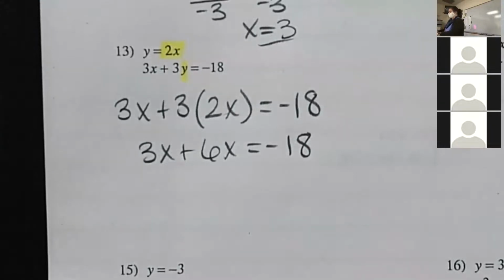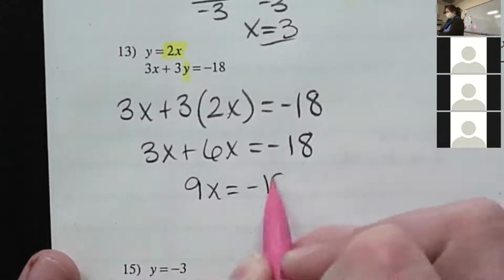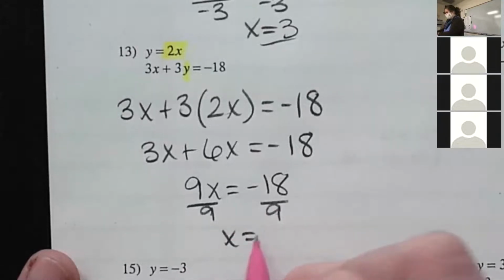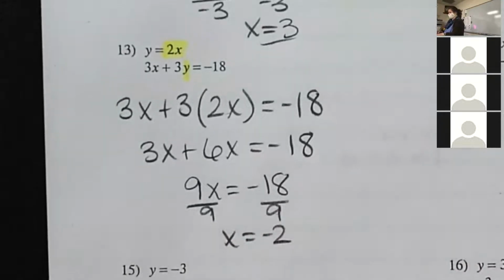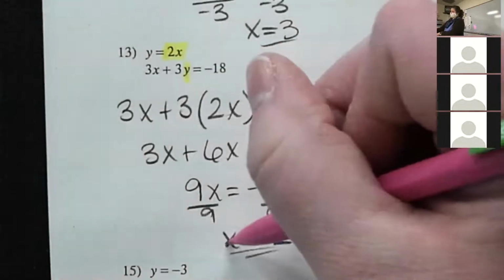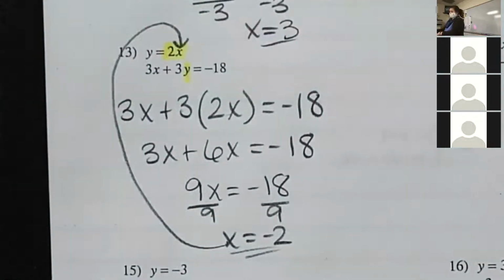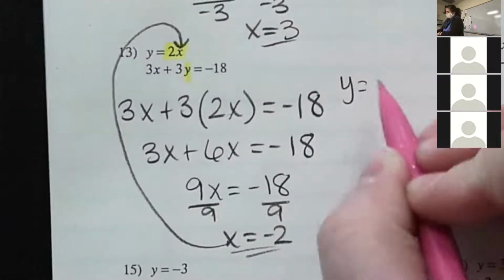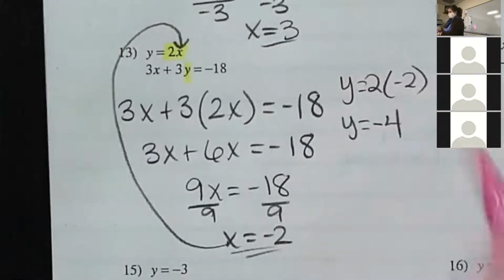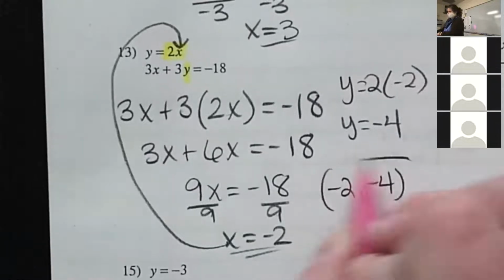Add like terms, right? So 3x and 6x is 9x. Divide by 9. x is -2. But that's x. I still have to find y. It looks like it's going to be easier if I plug in that x on the top one, but it doesn't matter. y equals 2 times -2, which is -4. So -2, comma, -4. Your x, comma, y.